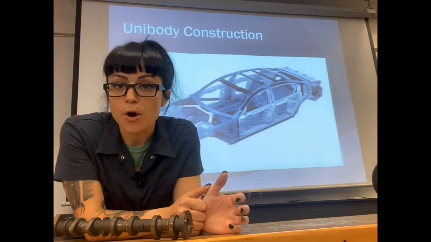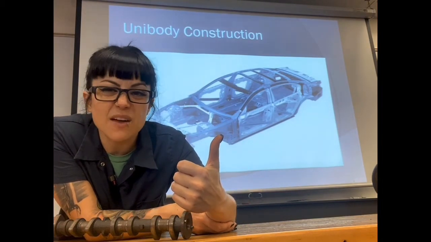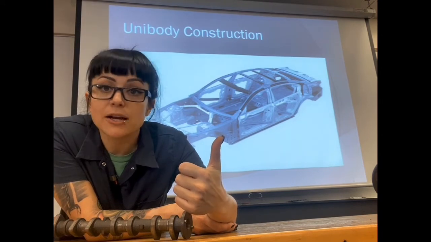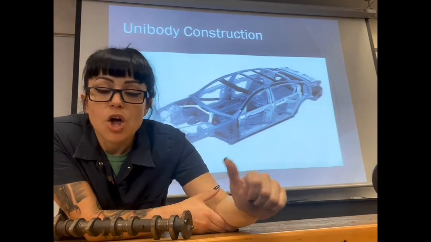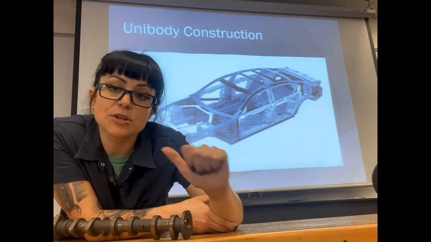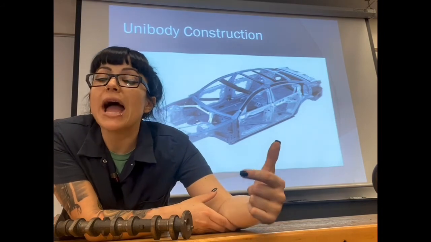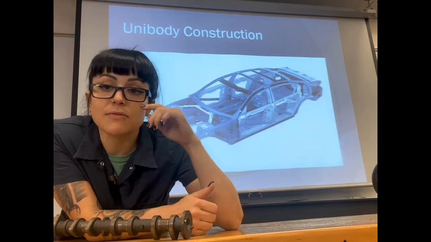Here are the pros. So we have a lighter design. That big, heavy frame is no longer part of it. So that is lighter, better fuel economy, better emissions, right? Also, when you get into a car accident, you do have these sort of crumple zones that allow the driver and the people inside the vehicle to be safe.